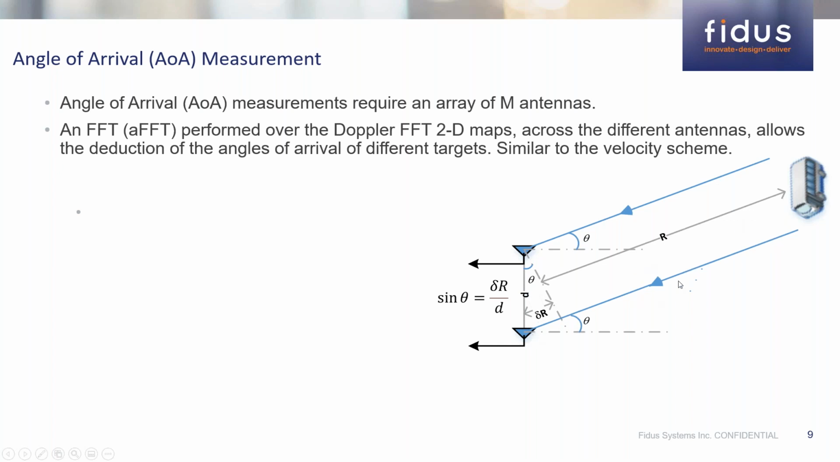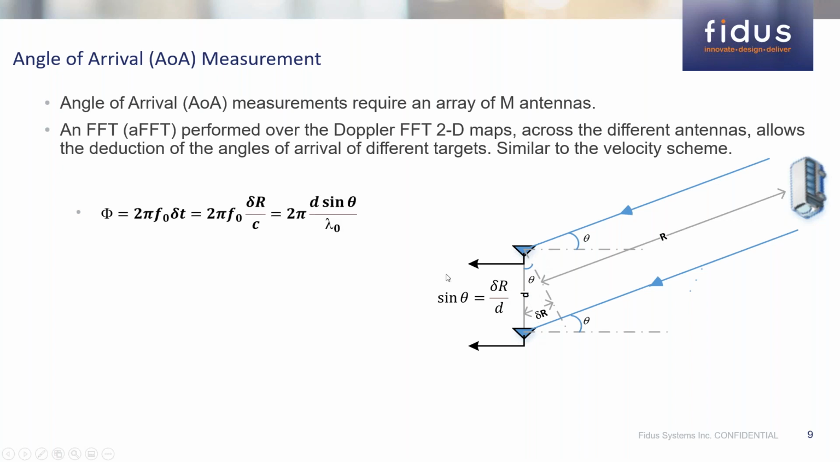The wave for the second antenna will travel delta R more than the first one. The relation for the difference in range is related to what we would like to measure, which is the direction of arrival, or the angle of arrival, and can be deduced directly here: sine of theta is delta R divided by D. Theta is the same as this. So the angle of arrival is theta, and therefore delta R is just sine theta times D, which is the distance between two antennas.